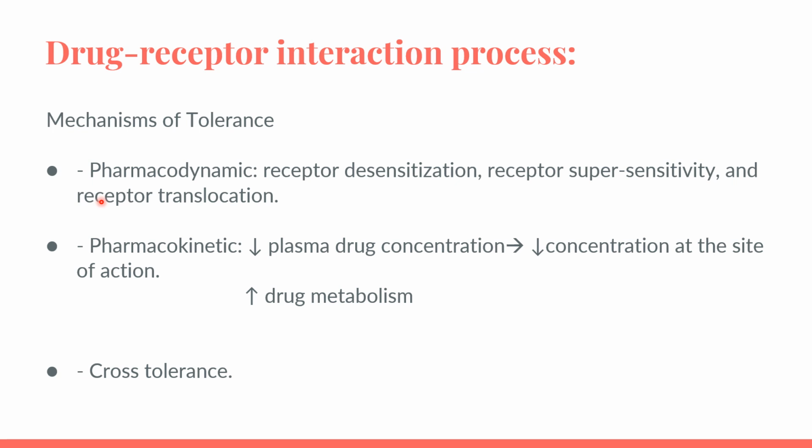For pharmacokinetic mechanisms of tolerance, it's very logical. We can see that the body will decrease the plasma drug concentration, and therefore the concentration at the site of action of the drug will decrease. Or it will increase the drug metabolism, and therefore the drug will be eliminated more rapidly. And finally, we have cross tolerance. Cross tolerance means tolerance to one drug leads to tolerance to all drugs belonging to the same family.